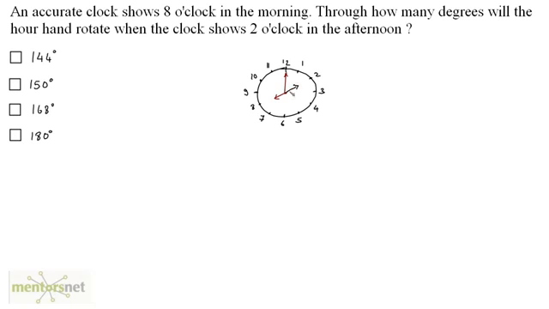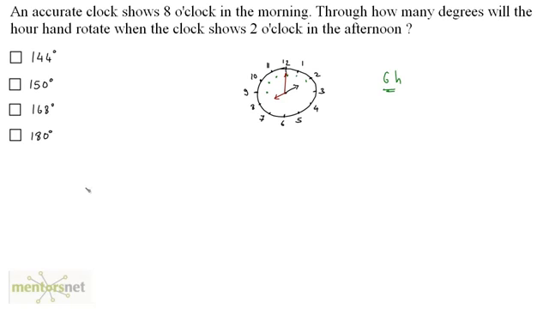Well, by just looking at it, you can tell that the hour hand has rotated by 180 degrees, isn't it? So actually option D is the correct answer, but let's solve this problem traditionally as we would solve other problems. So how many hours have passed by since 8 o'clock in the morning? Well, 1, 2, 3, 4, 5 and 6 hours have passed by. So we need to calculate how much an hour hand moves when it travels 6 hours.